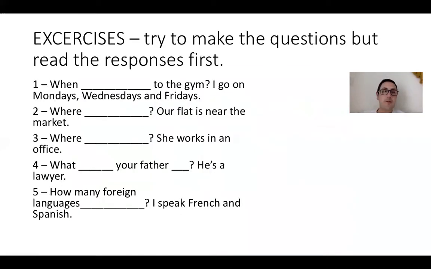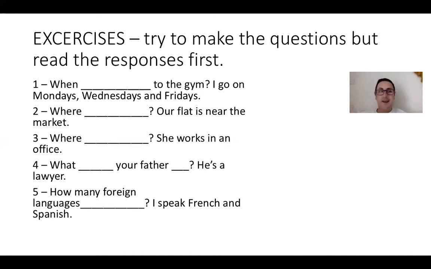Now, let's try some questions based on this. So, we have this. Try to make the questions, but read the responses first. So when you read the responses, it will tell you what type of question to make. Now, this is maybe a little bit more difficult than the last couple of exercises I've been giving you. So take 2 minutes to do this, and I will see you on the other side, and we'll explain the answers. 2 minutes.